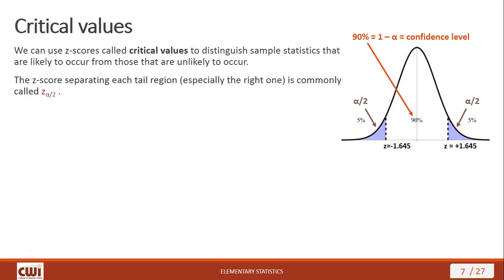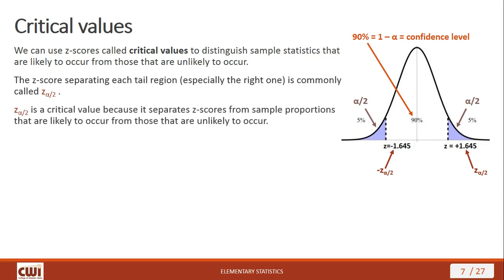The z-score separating each tail region is commonly called z alpha over 2. So when you see z alpha over 2, what that means is that our critical region is comprised of both tails. That's why it's z alpha over 2, because half of the area for alpha is in one side of the distribution and the other half is on the other side of the distribution. If you see z sub alpha without being divided by 2, then typically you're looking at an area in the tail that's on the right side of the distribution. And you're not looking at a two-tailed feature, you're looking at a one-tailed feature.